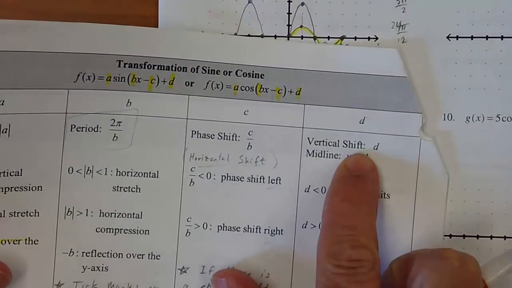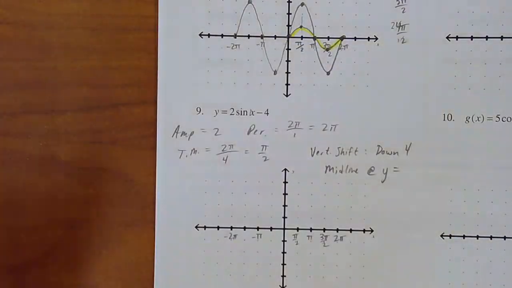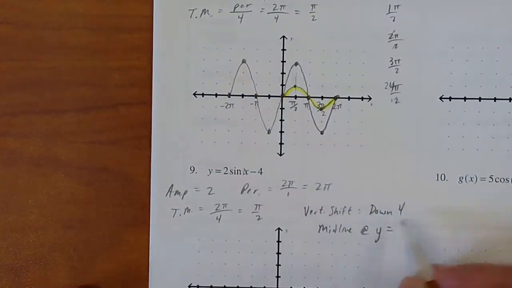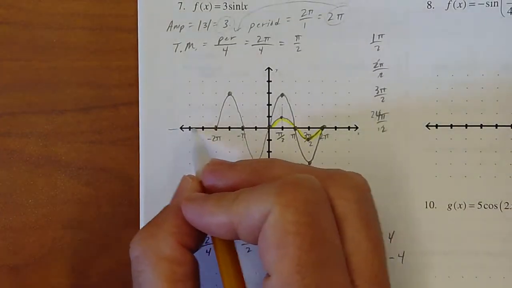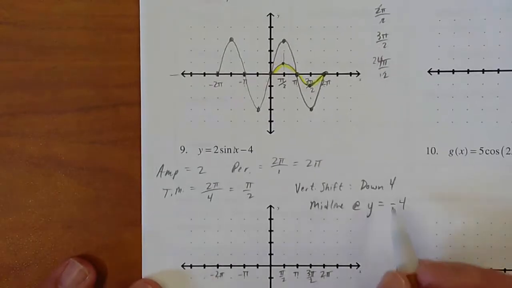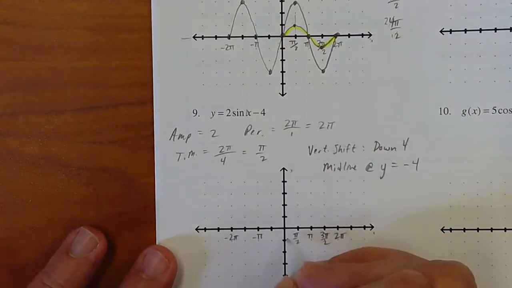Vertical shift. Whatever that D value is, that is your new midline. I think you should always draw it in there. Okay, so since it went down 4, our new midline is at y equals -4. Up here is at y equals 0. Right? You can really see it. Here, since it's not along the x-axis, I think you should draw it in there.